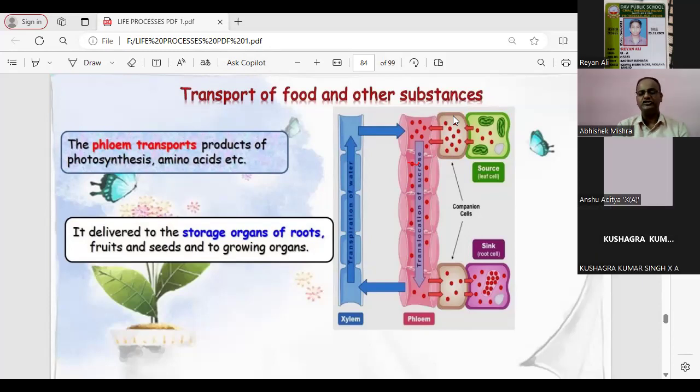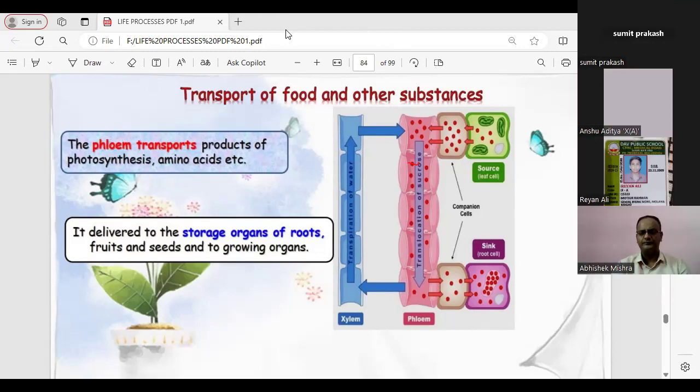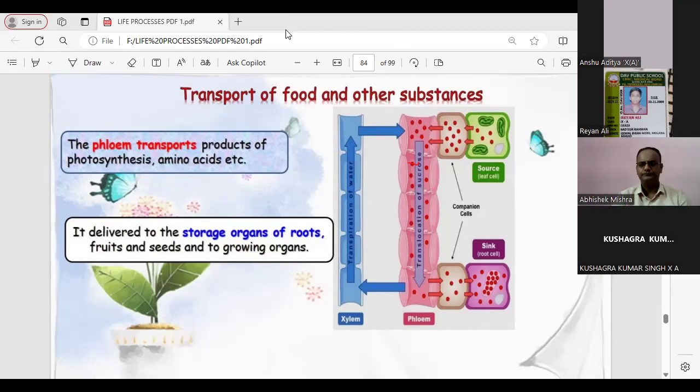Can anyone tell me the functional difference between xylem and phloem? Transportation through xylem and phloem. Functional difference, at least 3 points. Anyone raise your hand. Okay, Sumit, unmute yourself. Again, I'm not getting your voice, Sumit. Okay, no problem, I think there are some network issues. Rayan, go ahead.